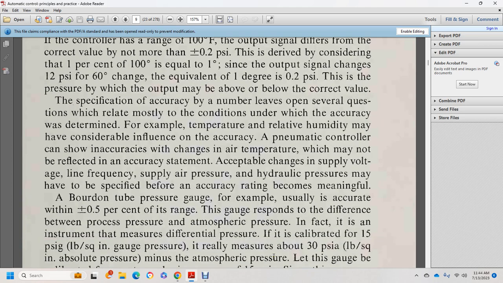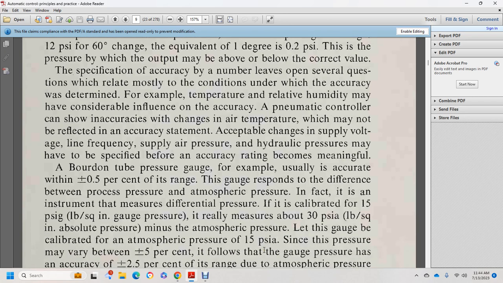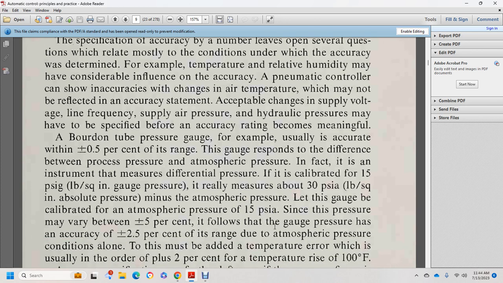A Bourdon tube pressure gauge, for example, is usually accurate to plus or minus 0.5% within its range, with the gauge responding to the difference between the process pressure and the atmospheric pressure. In fact, an instrument measuring differential pressure calibrated for 15 psig, pounds per square inch gauge pressure, really measures 30 psia, pounds per square inch absolute pressure, minus the atmospheric pressure. Let's say the gauge is calibrated at atmospheric pressure of 15 psi, and since the pressure may vary by plus or minus 5% of the value, the gauge pressure has an accuracy of plus or minus 2.5% of the range due to the atmospheric pressure condition.